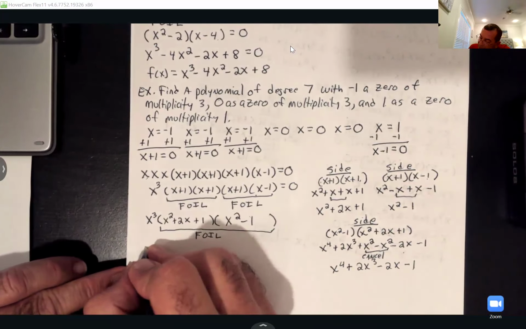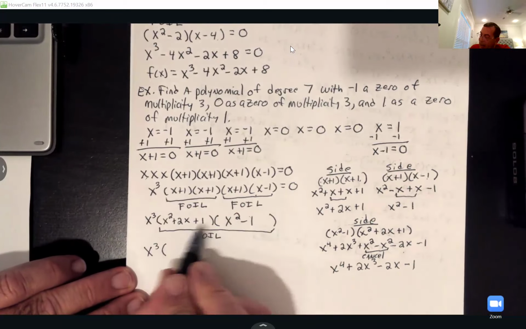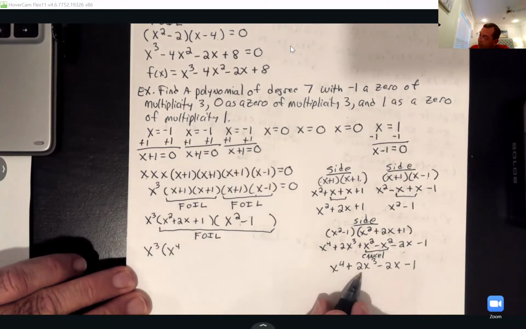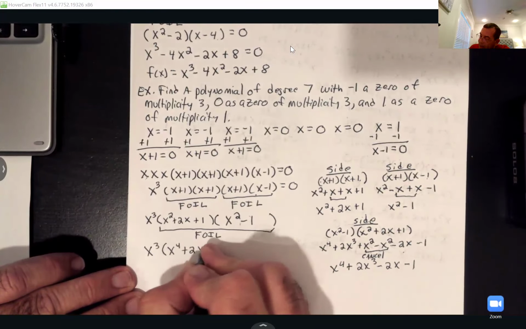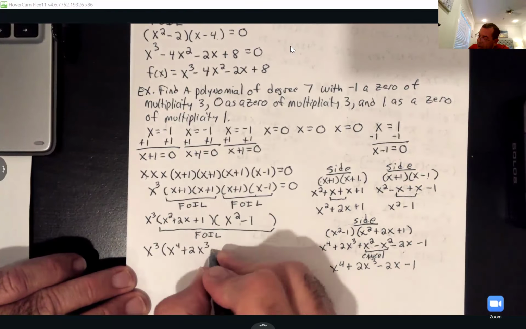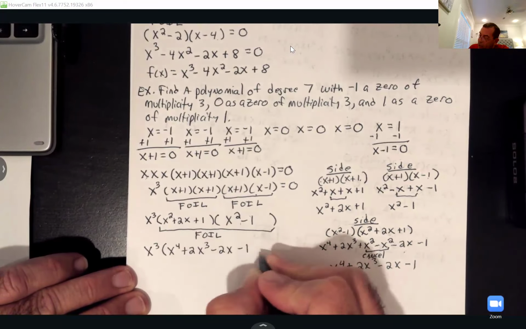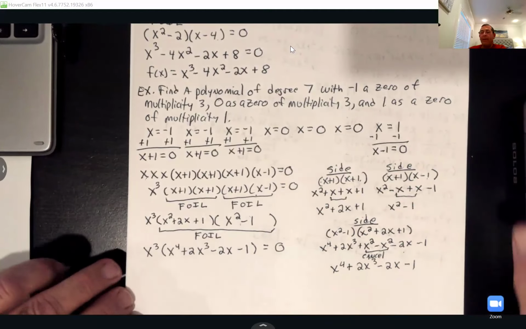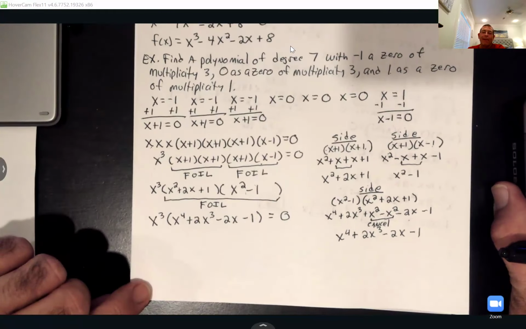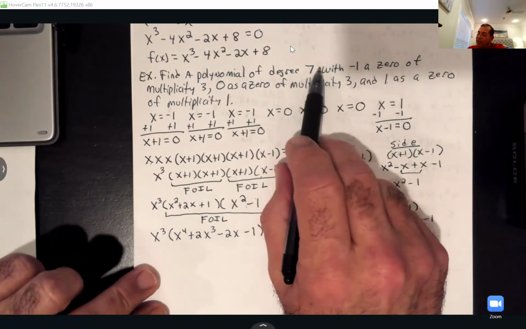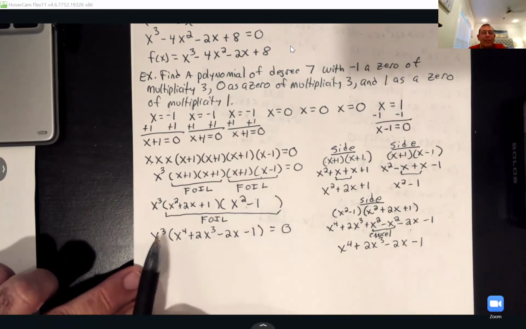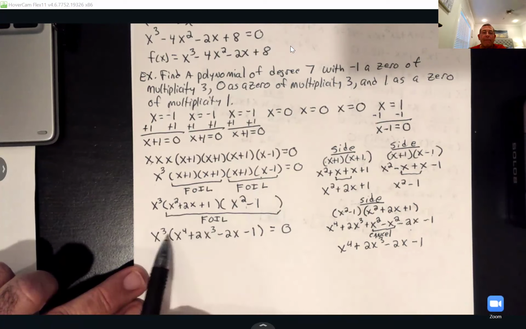So I'm bringing down my x to the 3rd, and then all this stuff I FOILed gave me an x to the 4th plus 2x to the 3rd minus 2x minus 1. So all that's technically equal to 0. Now, remember, a degree 7. So when I'm done, I better get a degree 7. So I do this last because all I'm doing is multiplying this x to the 3rd times everybody.